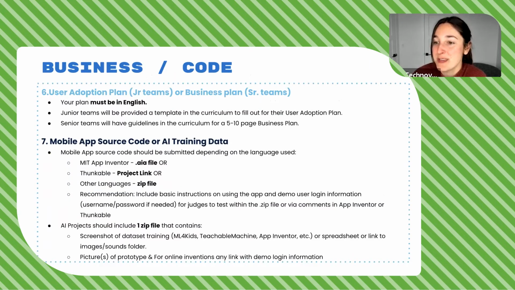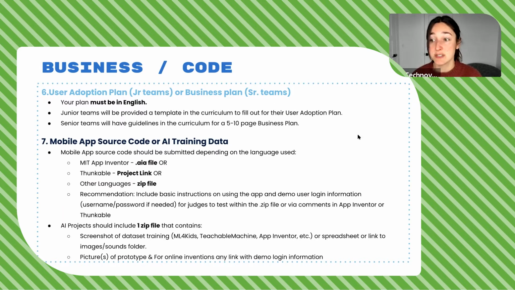All right, so for the business and code sections, we have the user adoption plan that's for the junior teams again, and then the business plan for the senior teams. Beginners don't need to worry about this. The plan must be in English so that judges can review it.